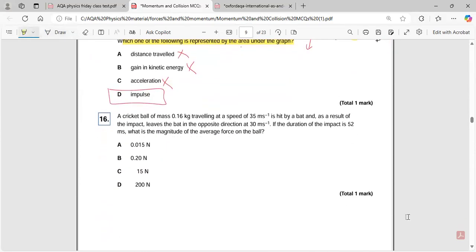Okay, next question. A cricket ball of mass 0.16 kg traveling at a speed of 35 meters per second is hit by the bat and, as a result of this impact, leaves the bat in the opposite direction at 30 meters per second. If the duration of impact is 52 milliseconds, what is the magnitude of the average force on the ball?